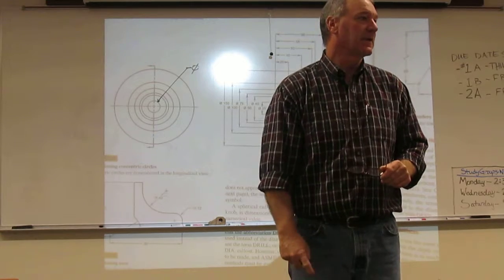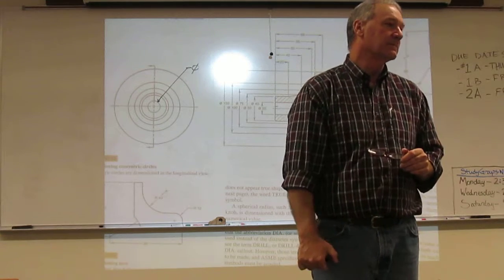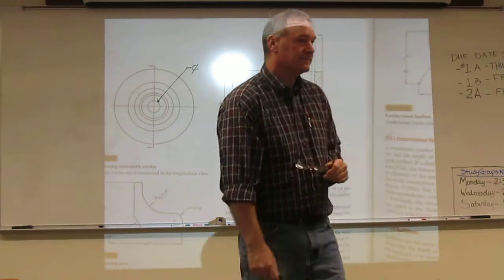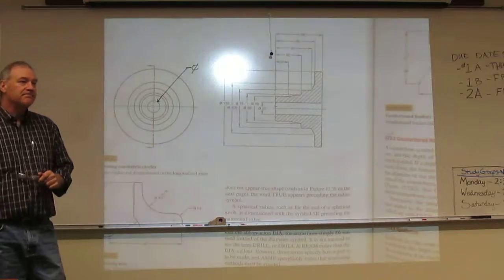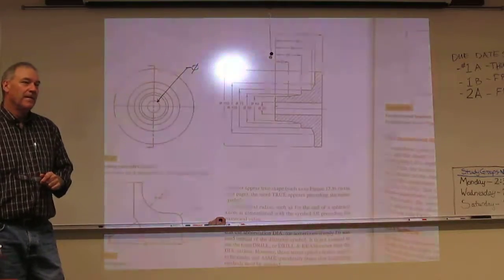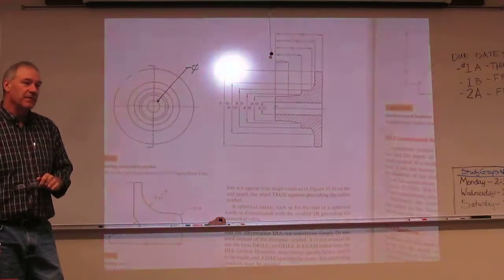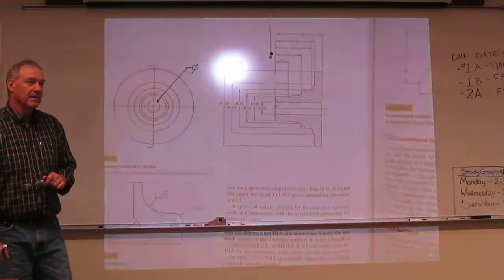Cheryl? How would you handle a half section with this and the dimensions? You only show it going to the half mark? No, you would still do it in the circular view if you did a half section. Or so it goes back to the circle?